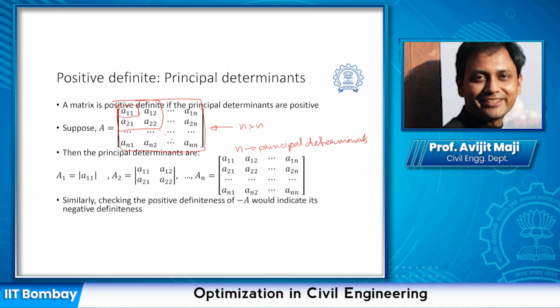And these determinants are explained as the first determinant, the second determinant, which is this part, is explained here. Like that, if we go to the nth principal determinant, we get the complete matrix.